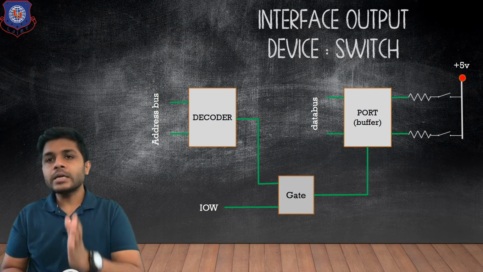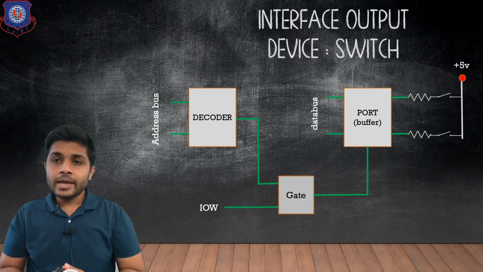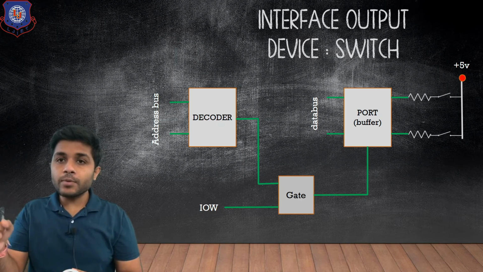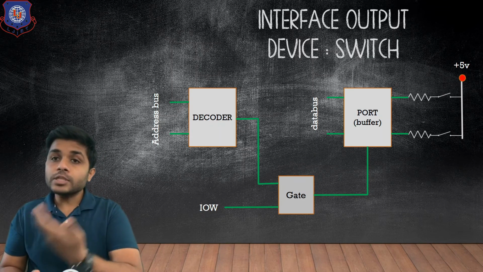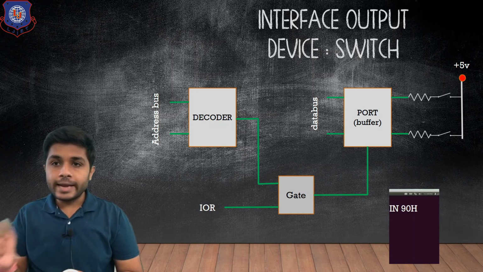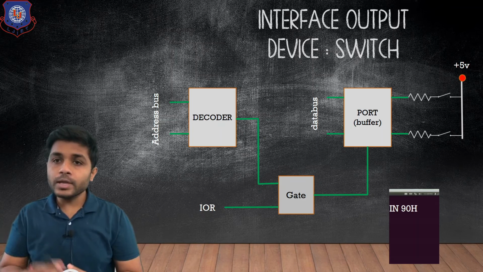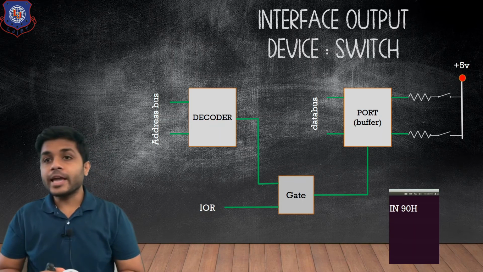Now you can see that on the other side of the port, switches are connected. And you can see that the switch is connected to 5 volt and to the buffer. So to read the status of the switch, we have to write the instruction IN 90H. 90H is the address of the input port, and when you write IN 90H, the status of the switch will be transferred to the accumulator.